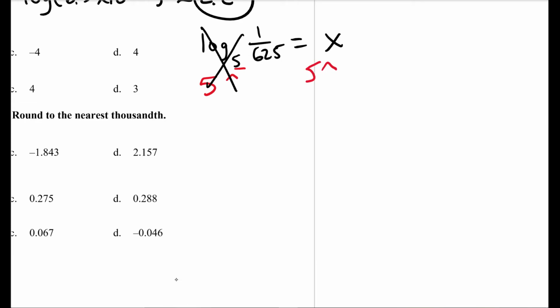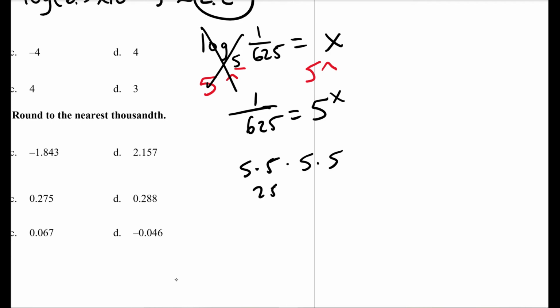Now this cancels. So we got 1 over 625 equals 5 to the x power. Now this number is flipped, so it's a fraction. What I need to figure out is, 5 to what power is going to give me 625? Well, I know 5 times 5 is 25, and then if I did another 5 times 5, that's another 25. It turns out that 25 times 25 is 625. So this is 5 to the 4th power. There's 4 5s here.